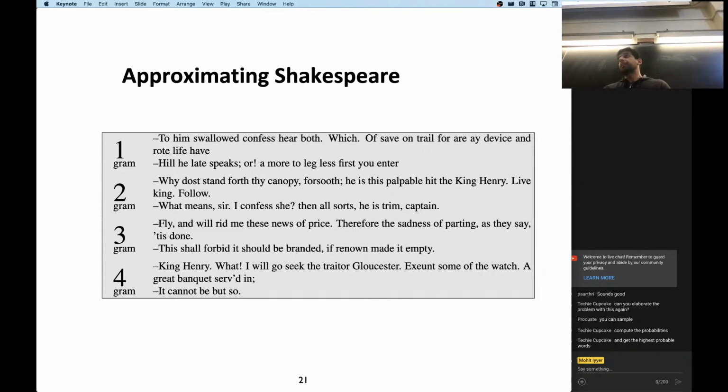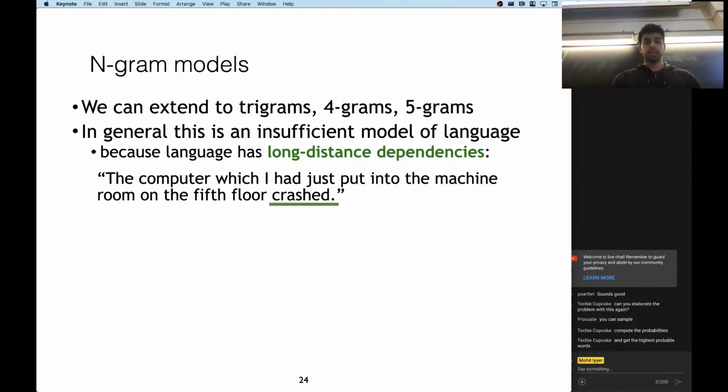So I will talk, I think, hopefully now about how you can actually evaluate the quality of a language model, which can give you an empirical way of measuring which n-gram model or which language model is better. So let me hopefully do that. But first, I just wanted to give the inherent limitation of n-gram models just to make it more clear.